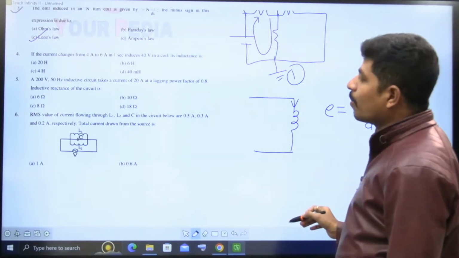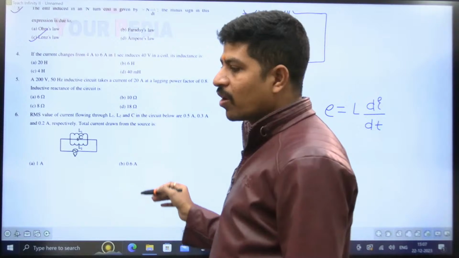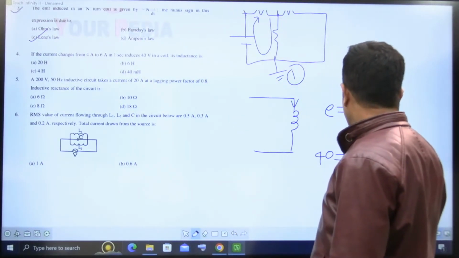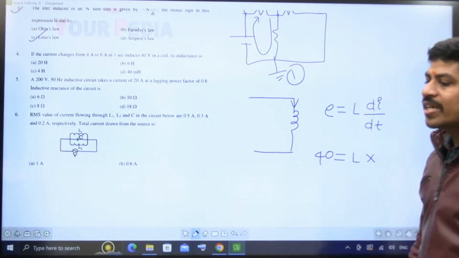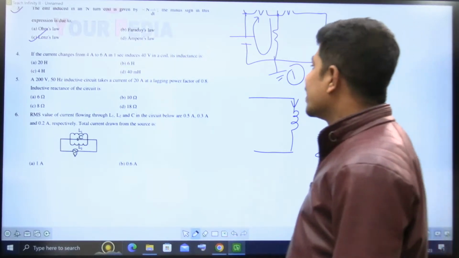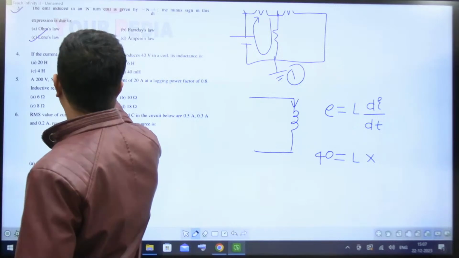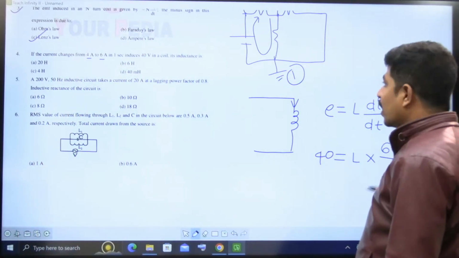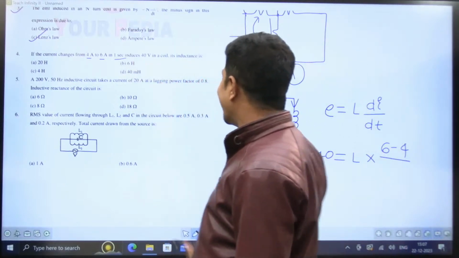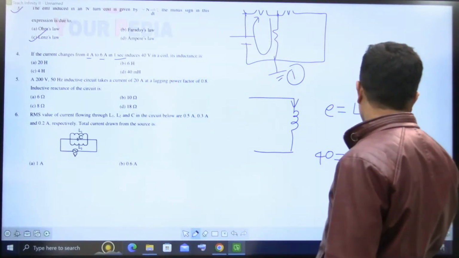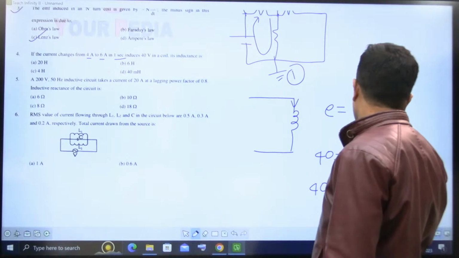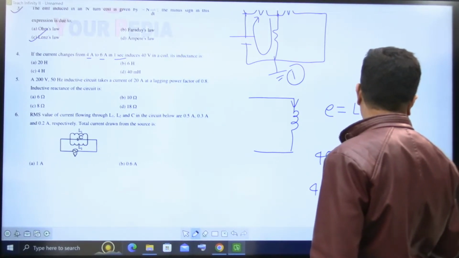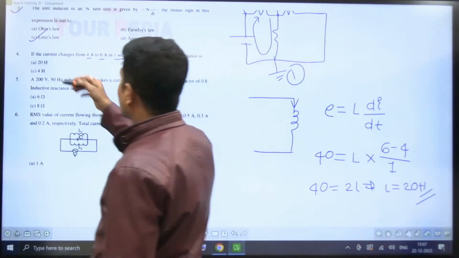Induced EMF E, how much is it? He has given 40 volts. Induced EMF E is 40 volts. What is he asking us to find? L, which we don't know, into di. What is di? I2 minus I1, the change in current. He's saying that the current is changing from 4 to 6, so it becomes 6 minus 4 by dt, and dt, the change of time, is 1 second. Therefore, 40 is equal to 2 into L. That implies L is equal to 20 Henry. Option A.